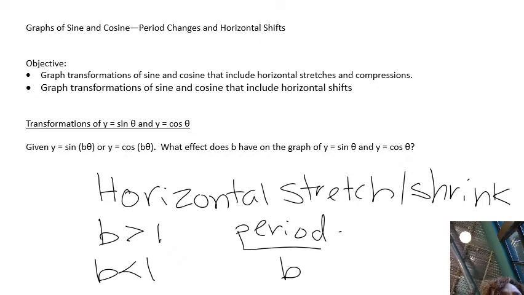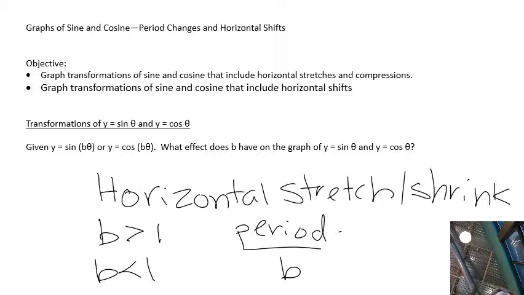Okay, today we're going to talk about graphs of sine and cosine with horizontal changes, so both period changes, which we know as a horizontal stretch or shrink, or a horizontal shift. We'll start with horizontal stretches and shrinks. We know that if we have sine of b theta or cosine of b theta, then b will affect the horizontal stretch or shrink of the graph.